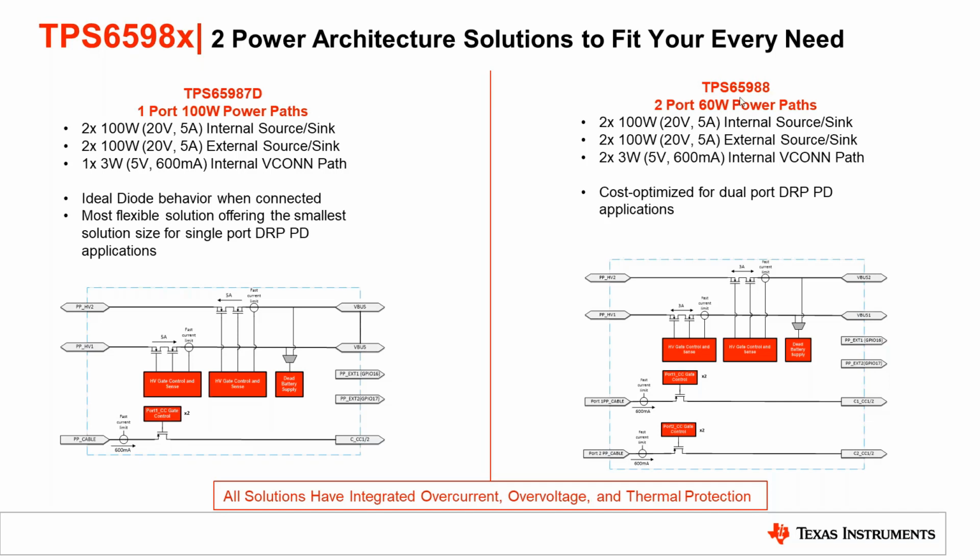On the other hand here, the TPS65988 is very similar to the TPS65987D, except it can support 2 ports, so 2 USB Type-C ports. With that, it's integrating both the ports, both the power paths as well in the chip. So one can be used to source and sink power on one port, the other can be used to source and sink power on the other port. Additionally, if more power paths are required, it also offers support for the external power path. Again, the internal VCONN power paths are also optimized, and this is an optimized solution for dual port DRP power delivery applications.